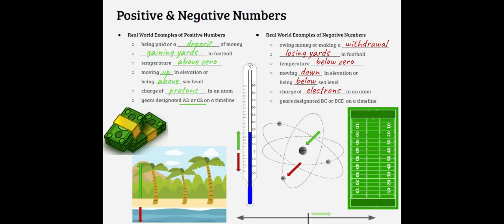Finally, if you have a timeline and you are talking about the date of something, if it is AD or CE, which stands for Common Era, that is a positive number. If it is BC or BCE, that is considered a negative number.